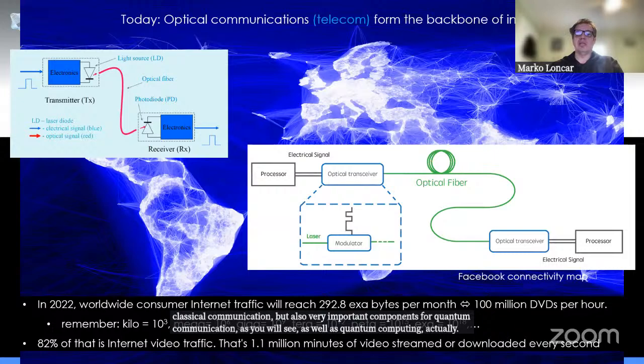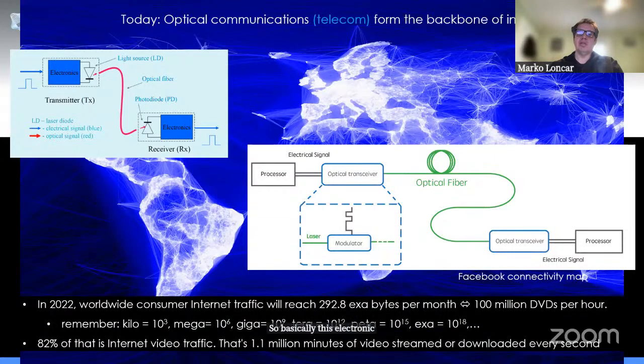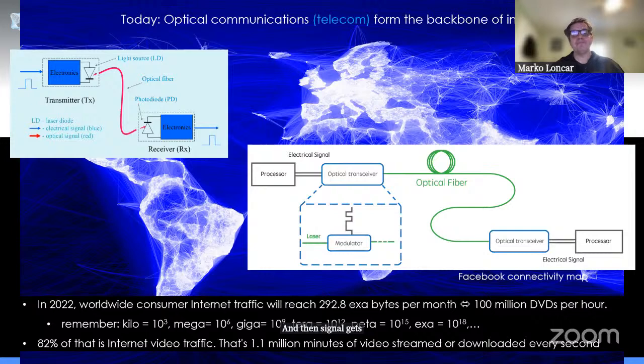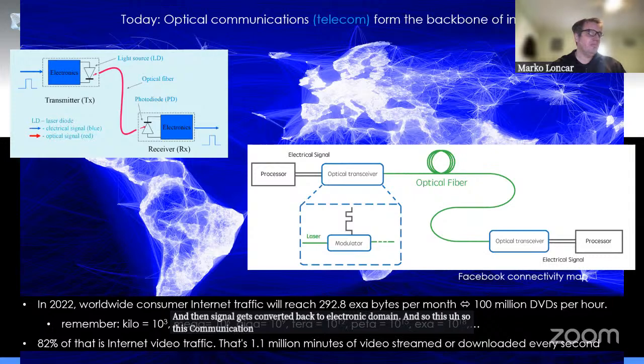So basically, this electro-optic shutter allows you now to take data from the electrical domain and put it on an optical carrier, and send the light via optical fiber. On the other end, you need to have, again, a very fast photodiode. There's no way around it. And then the signal gets converted back to the electronic domain. And so this communication is what motivated development of much of photonics.